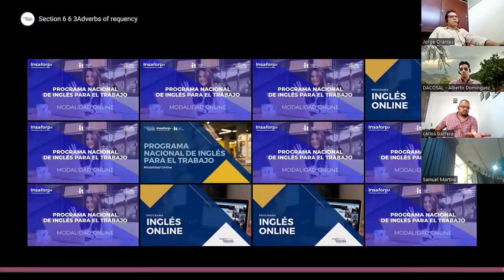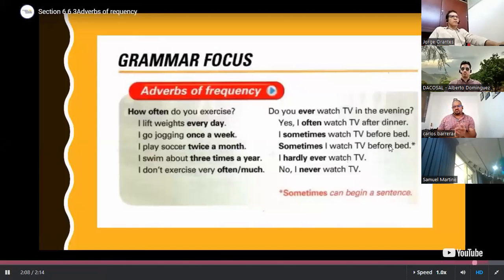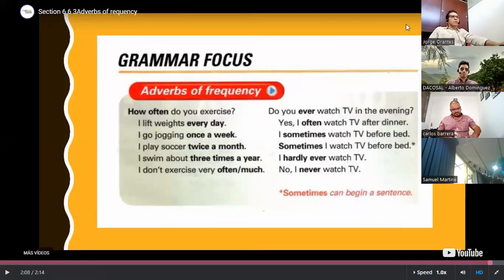Okay. How often? How often? Sometimes. I go to a dance class sometimes. How about you? Okay, how about you? Look, the first question, the same questions as the beginning of the class. How often? It's so common to use this question in order to find out about frequency. Okay? Es la más usada para preguntar sobre frecuencia.